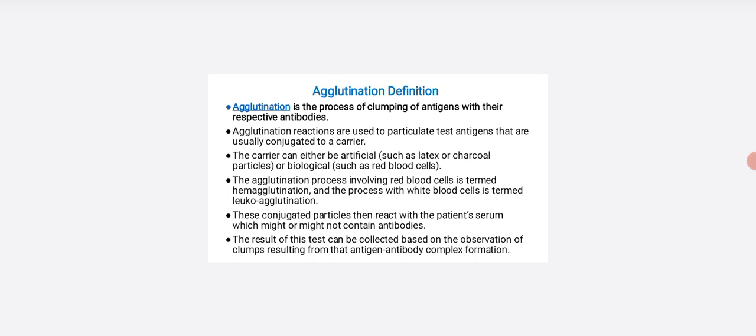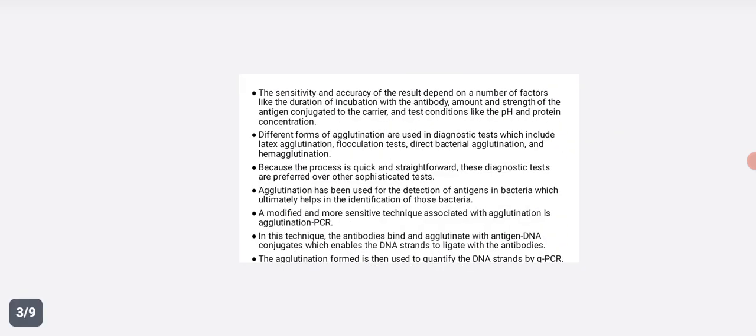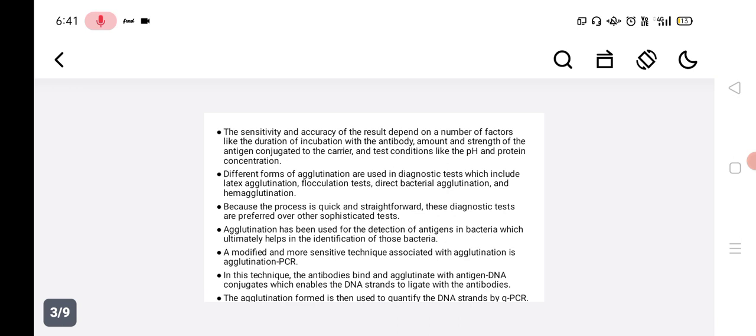These conjugated particles then react with the patient's serum, which might or might not contain antibodies. The result of this test can be collected based on the observation of clumps resulting from that antigen antibody complex formation. The sensitivity and accuracy of the result depends on a number of factors like the duration of incubation with that antibody, amount and strength of the antigen conjugated to the carrier, and the test conditions like the pH and protein concentration.